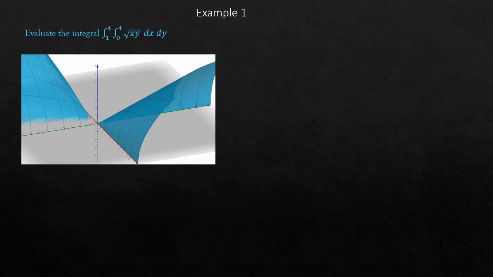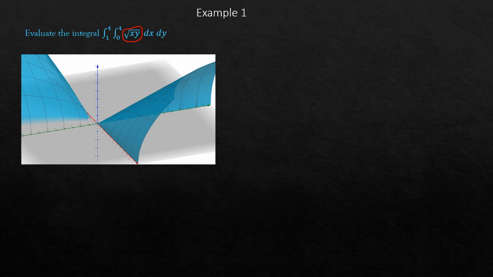Okay, now we're ready to tackle some problems. And the first example says evaluate the integral from 1 to 4 and then from 0 to 4 of the function square root of xy dx dy. So before we get into the computational portion of the solution, let's discuss what's going on here. What is it that we're integrating? We're integrating the function square root of xy. This is what is sketched. So I'll use GeoGebra to graph this function. You can see the image here, okay?